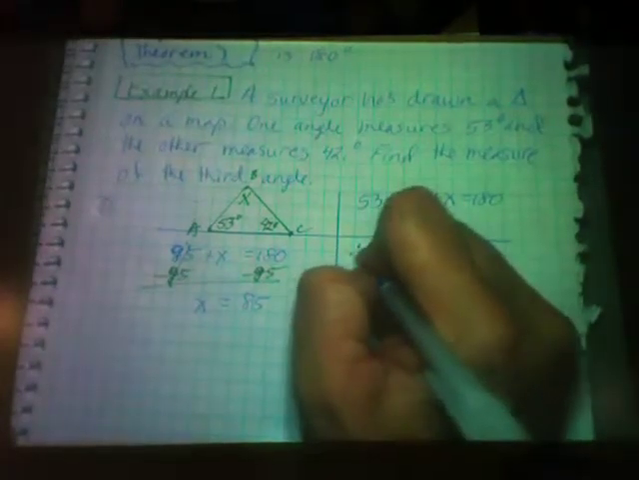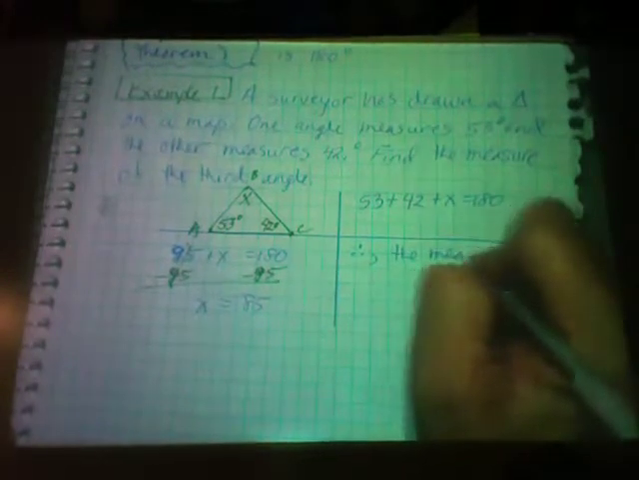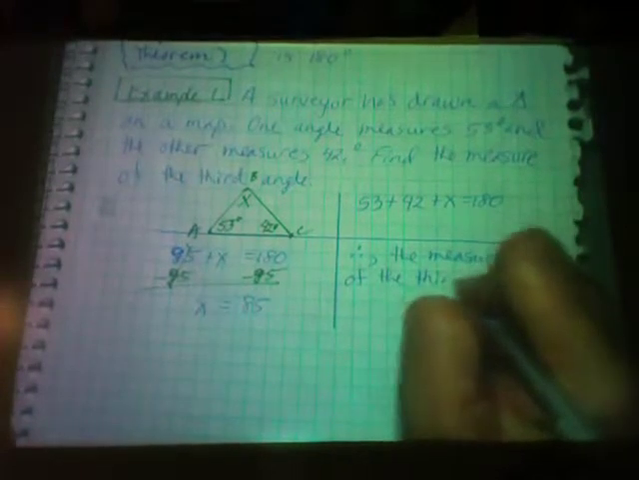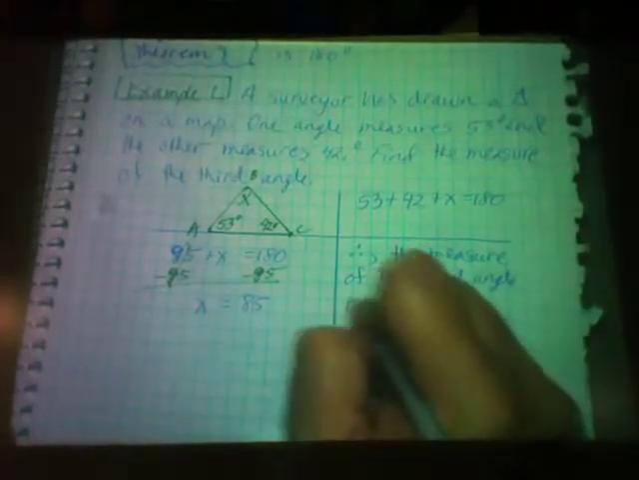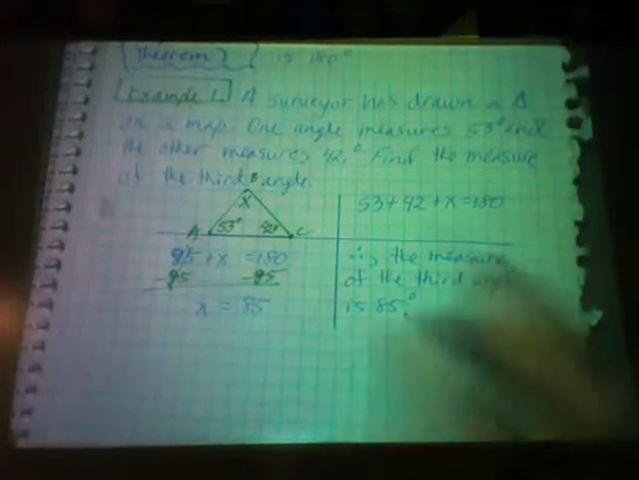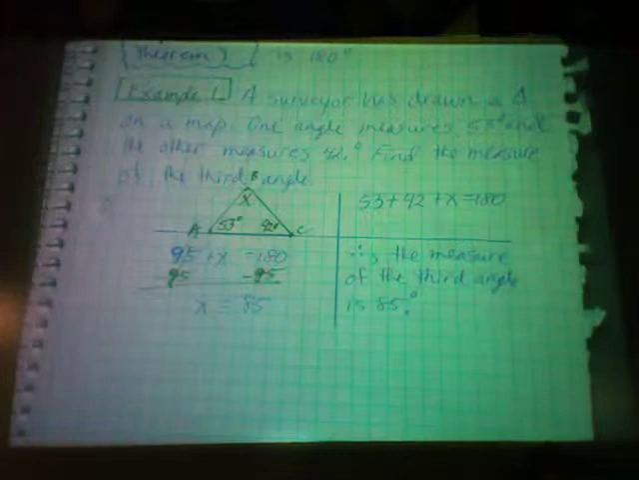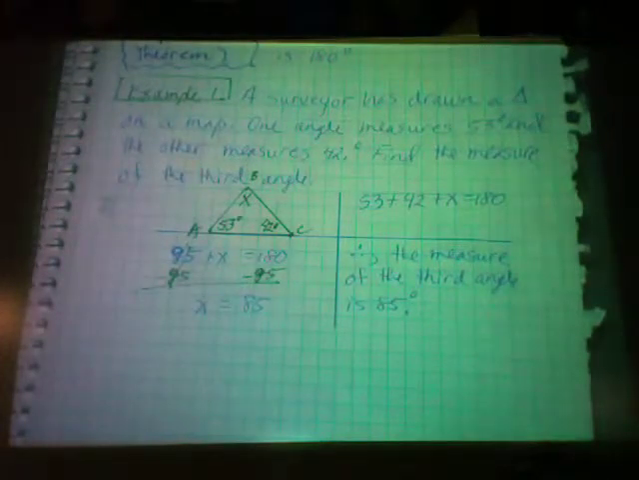It says what is the measure of the third angle. You cannot say therefore x equals 85. That's not a sentence. So remember that the triangle of dots, dot, dot, dot means therefore. So therefore, the measure of the third angle is 85, and you can't just say 85, you have to put a degree marker on it. So that's not too bad, right? Trust me, they're a little bit more difficult in your homework.